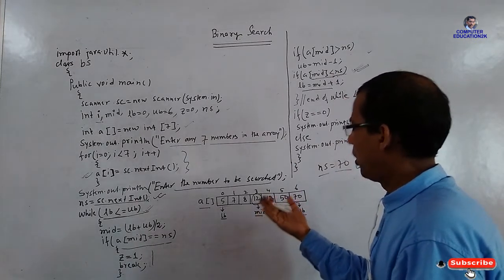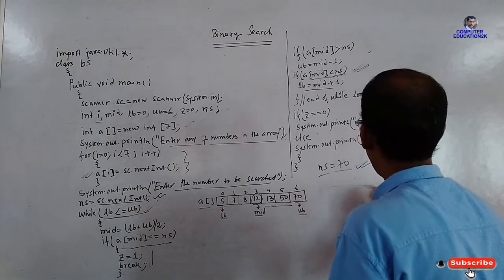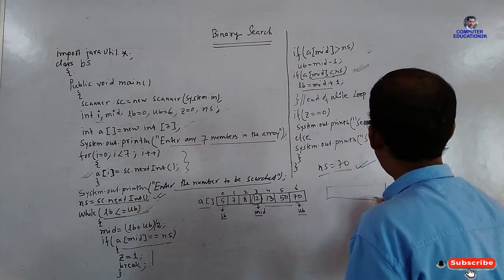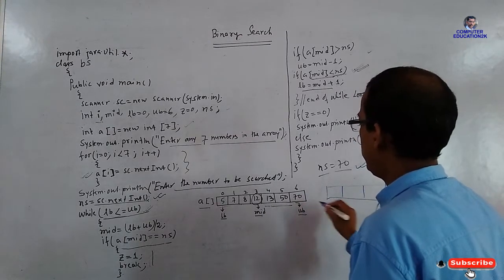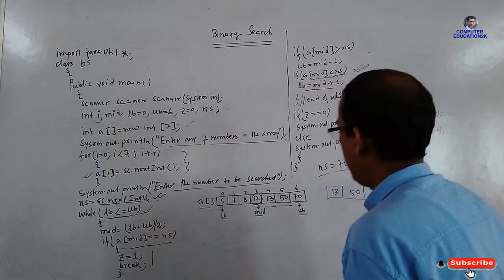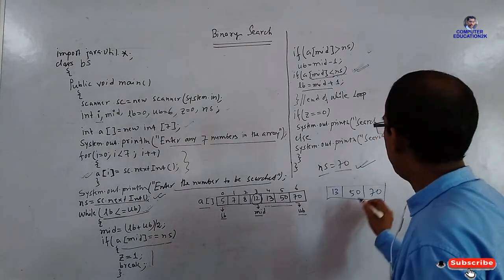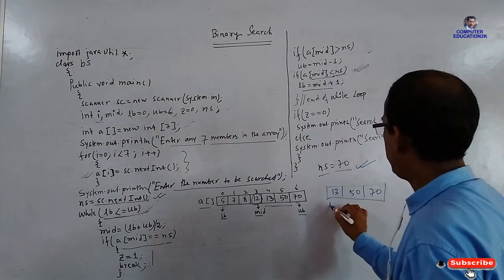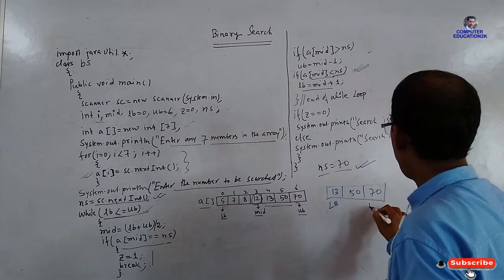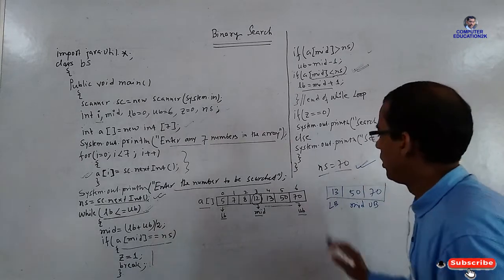So obviously the computer will take the part in the right hand side. Okay. So this is 13, 15, 70. Again the computer will go and find in the mid. Now this is the lower bound, this is the upper bound, and this is the mid.